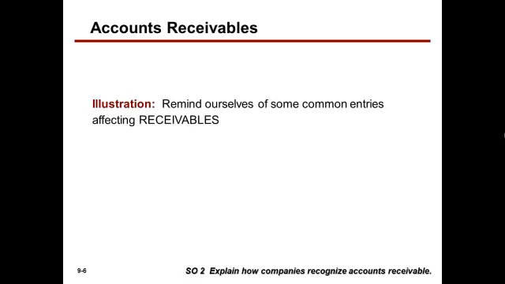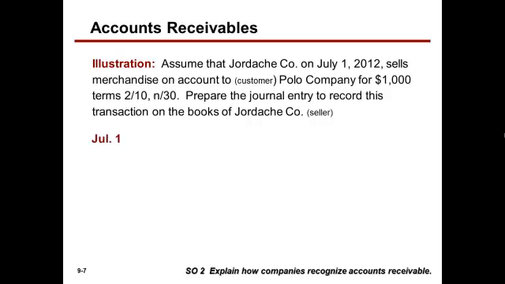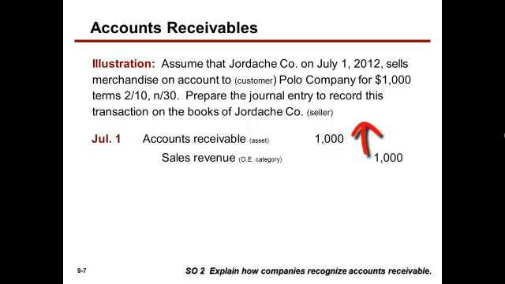Let's illustrate some common entries affecting receivables. First example, DoorDash Company on July 1st, 2012 sells merchandise on account to a customer, Polo Company, for $1,000. Terms, 2/10, net 30. That is, they'll take a 2% discount if they pay within 10 days. Otherwise, the full amount is due in 30 days. Let's prepare the journal entry to record this sale on the books of DoorDash Company, the seller. Debit accounts receivable, $1,000. It's an increase to the asset account with a debit. And credit sales revenue, $1,000, increasing the sales account within the owner's equity category.